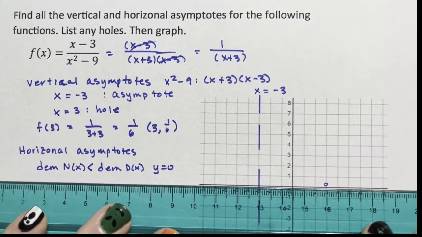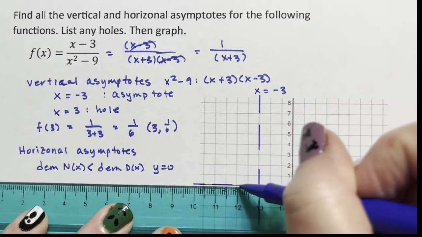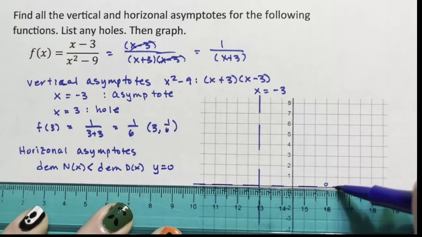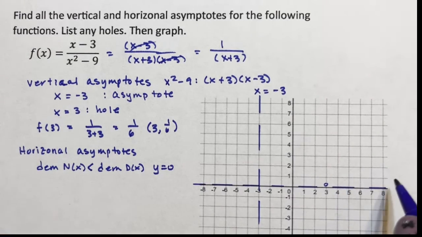The rules are: if the denominator is bigger, y equals 0. If they're the same, then you divide and it's the ratio of the coefficients. And if the numerator is bigger, there isn't a horizontal asymptote, but there could be a slant asymptote. But that's for a different video.